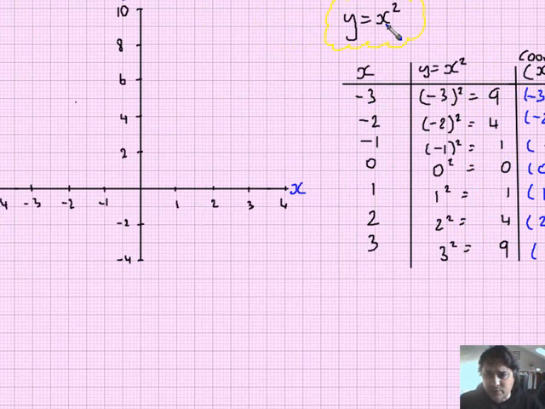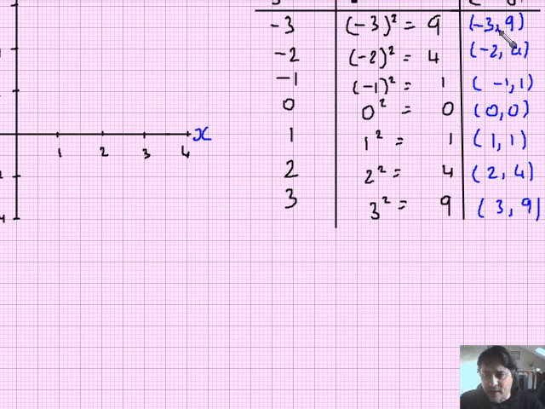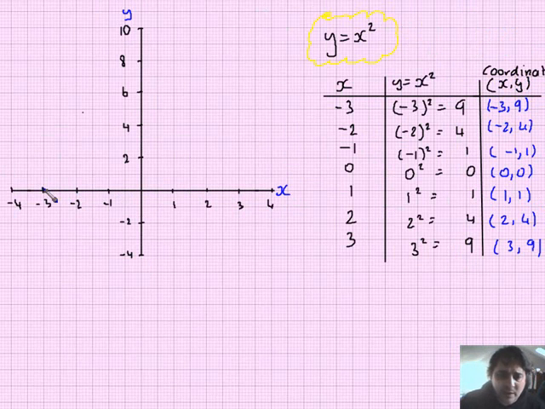When x is minus 3, put minus 3 where the x is, like I've done just here. Then you square it. Well, minus 3 times minus 3 is 9. So I've created the point minus 3, 9. There it is in blue. Minus 3 on the x and 9 on the y. Now we can plot it. Minus 3 and 9 up is right there.